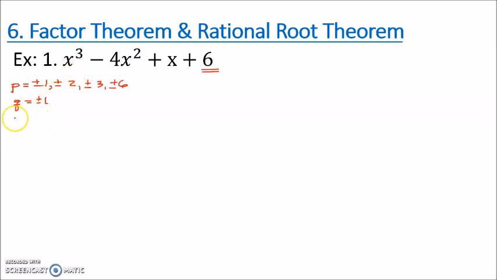Okay? And then, P over Q. Ibig sabihin, ito yung numerators, ito yung denominator. So, what is P over Q? 1 divided by 1 is 1. Negative 1 divided by negative 1 is negative 1. And so on. So, ibig sabihin, yung P over Q natin is just positive negative 1, positive negative 2, positive negative 3, and so on. Kaya, we have here positive negative 6. Sulat na lang natin. Positive negative 6. Ayan.